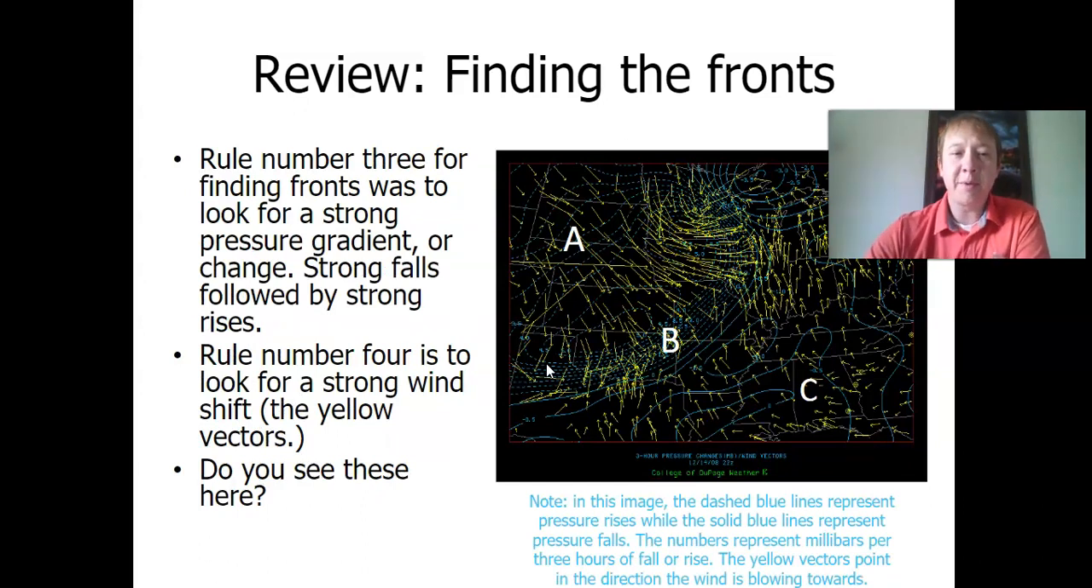So the last part for these, rule number 4 or 3, was to find fronts of strong pressure gradients, with strong falls followed by a strong rise. So the pressure is going to be suddenly changing. One thing we can look at is the pressure, and the pressure is the blue lines, which are kind of harder to see. Another thing we can look at is the wind. The wind is the yellow lines. The longer the lines are, the stronger the wind is. So we're looking again here. Do we see where the wind suddenly changes direction, as an example of a front? Looking at these questions, do you see where they are here?